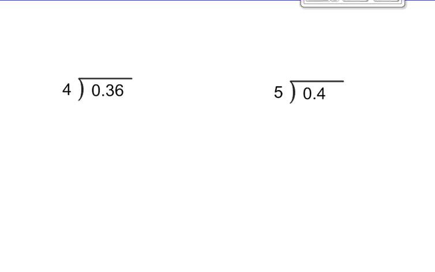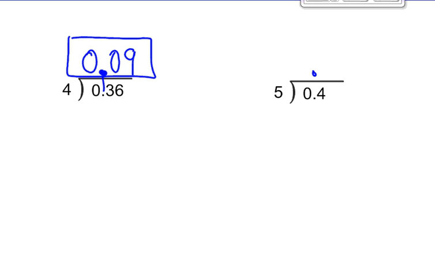Let's do it again. Steps. Find our decimal. Decimal's right there. Decimal goes straight up. 4 goes into 0, 0 times, 4 goes into 3, 0 times, 4 goes into 36, 9 times. Final answer.